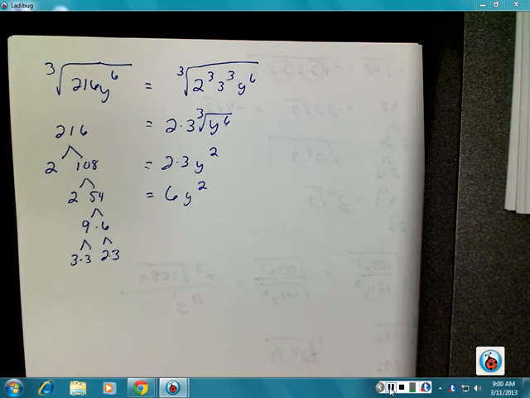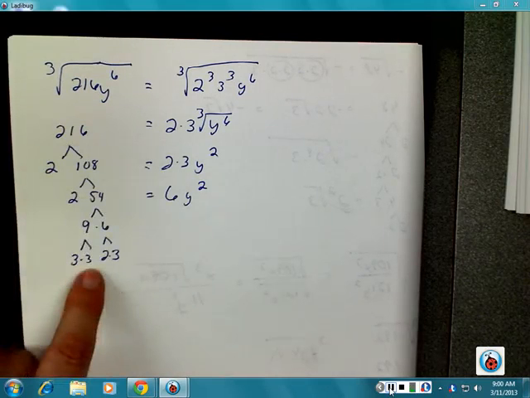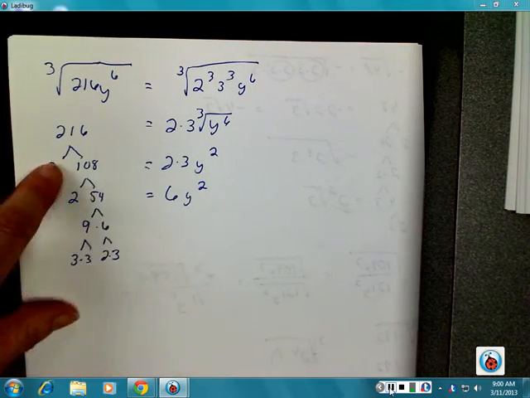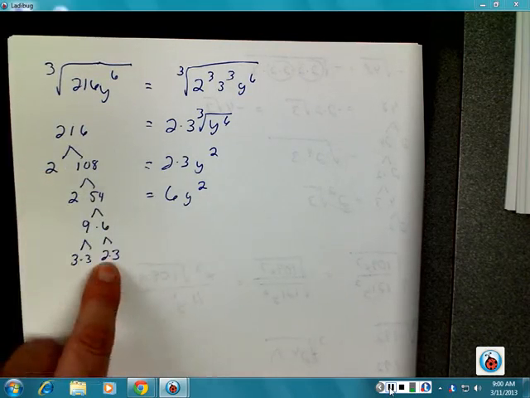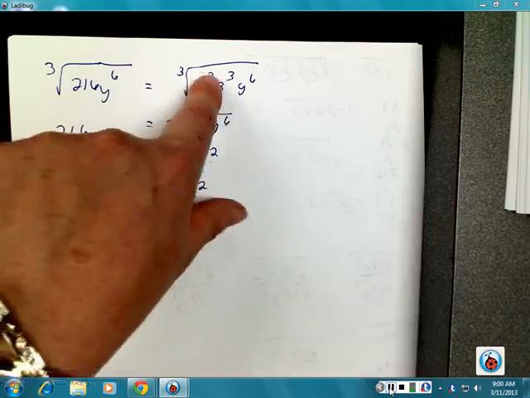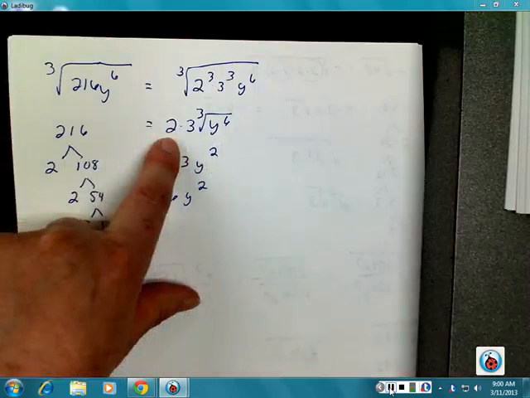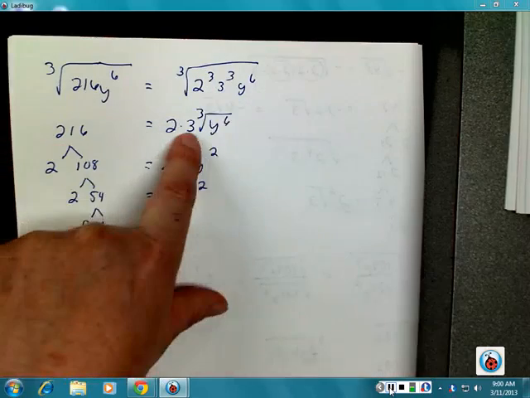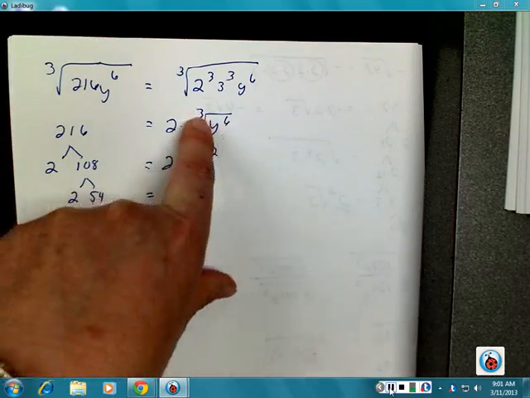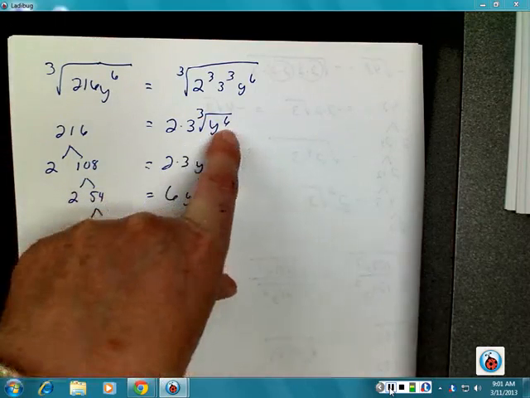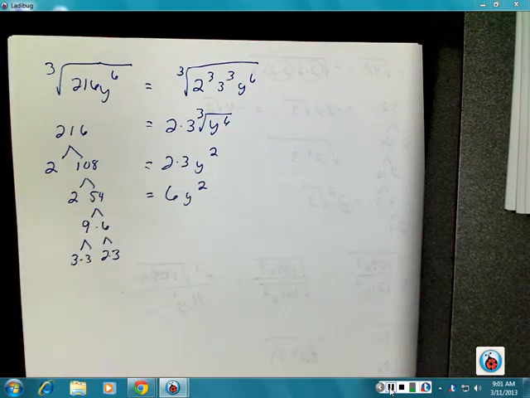And so we took 216, broke it apart, just prime factors. And I had 1, 2, 3 2s and 1, 2, 3 3s. Wrote them up here. 3 went into 3 once, pulled out a 2. 3 went into 3 once, pulled out a 3. Then 3 went into 6 on my y, so I could pull out a y squared. And so my answer came up to be 6y squared. Okay?